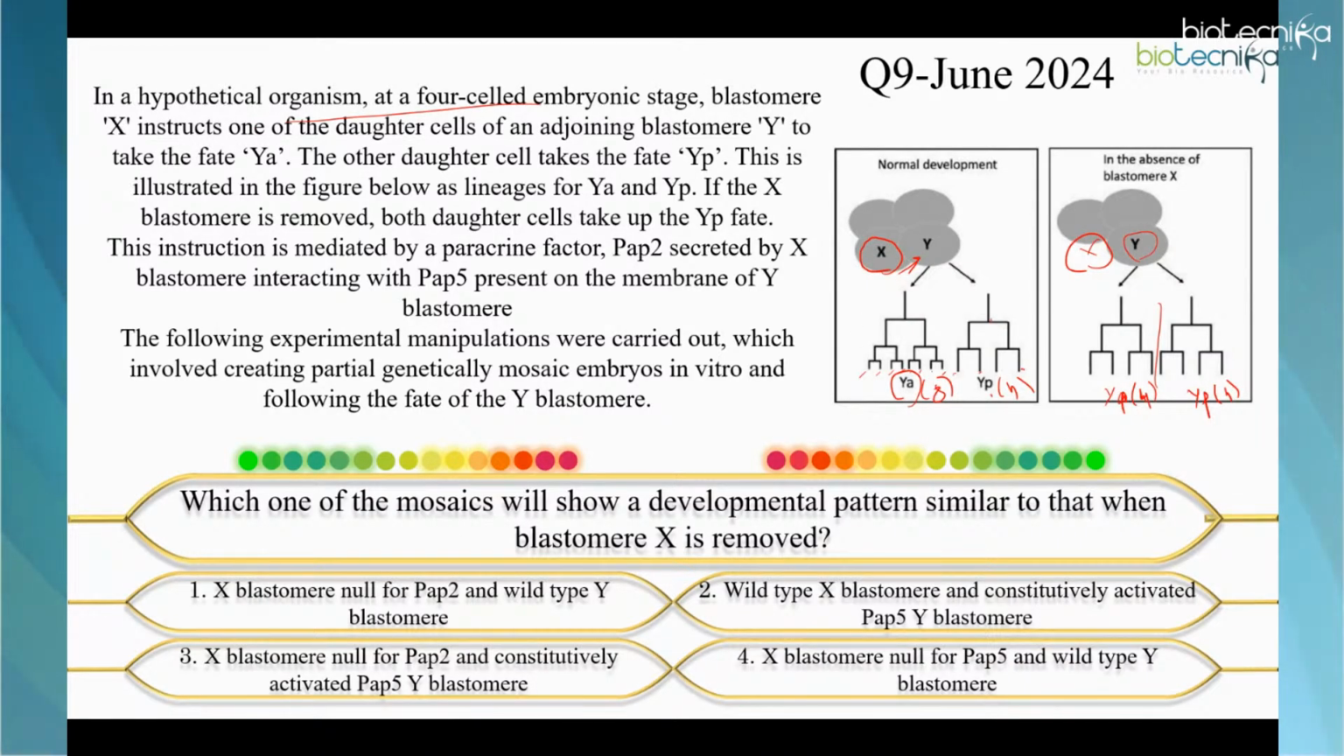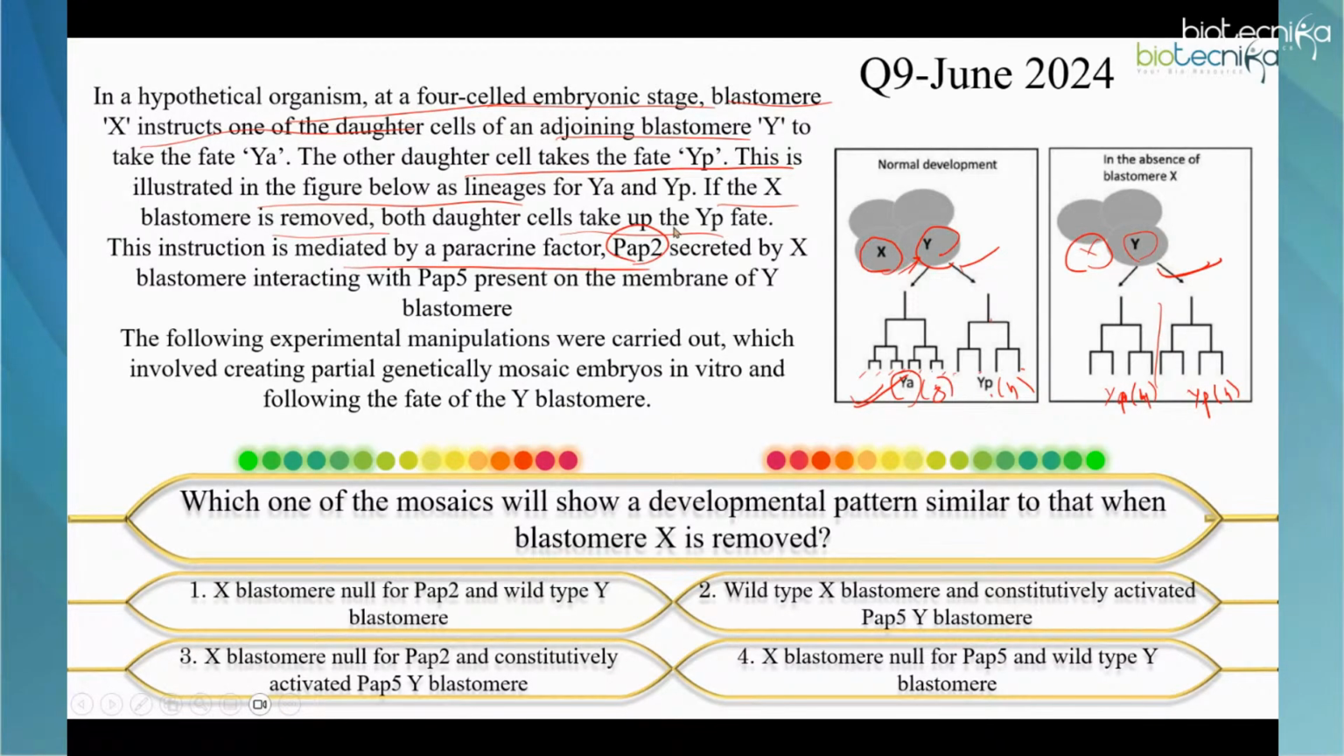So in a hypothetical organism at a 4-celled embryonic stage, blastomere X instructs one of the daughter cells of an adjoining blastomere Y to take the cell fate YA. The other daughter cell takes the fate YP. This is illustrated in the figure. If the X blastomere is removed, both daughter cells take up the YP fate. In that case, YA is not there. This instruction is mediated by a paracrine factor which is called PAP2.